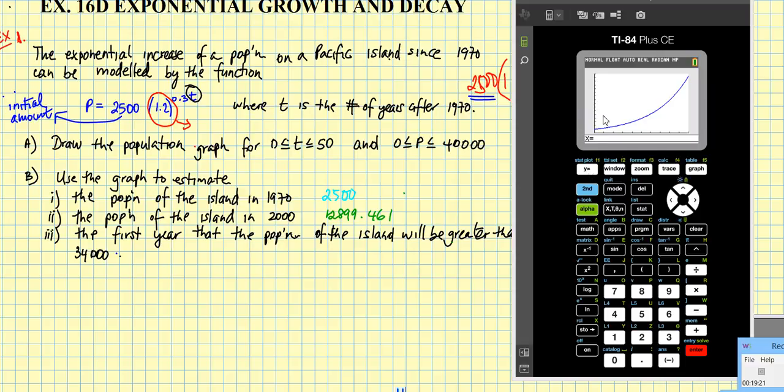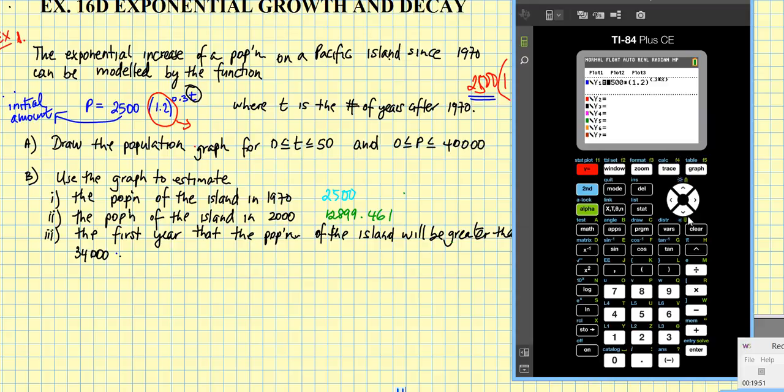But what I can do is find the point of intersection between this graph and, if I go down to the second slot down here, what if I were to just place in there 34,000? 34,000 is going to be a horizontal line. So when I place in there 34,000, you can see that the point of intersection is up here somewhere. It's right up there between the red line and the blue curve.